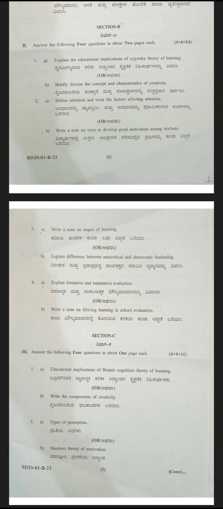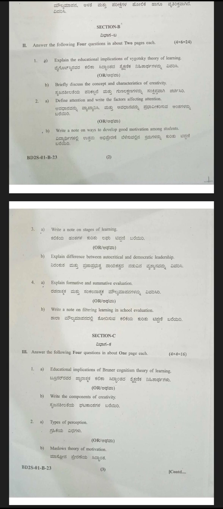Fourth bit, A: Explain formative and summative evaluation. B: Write a note on filtering learning in a school evaluation. Next is Section C, that is third main. Answer the following four questions in about only 1 page.